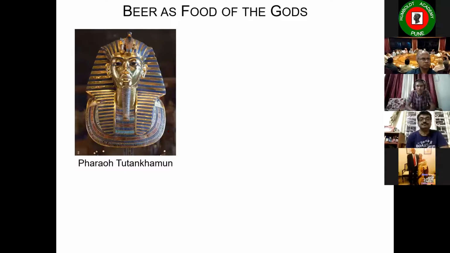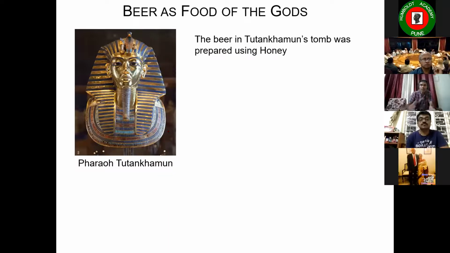All of you know Tutankhamun, the child king, whose tomb has beer brewed from honey. So he had honey beer in his tomb. And one more piece of information that I want to tell. Here is his mask, which had pearls in the golden mask. These pearls are from India. It's about 3,500 years ago.